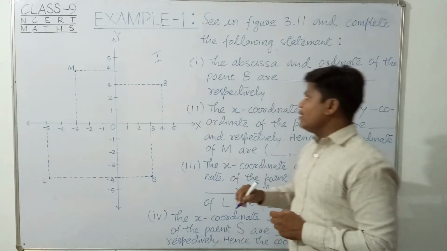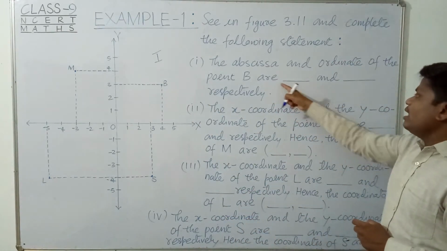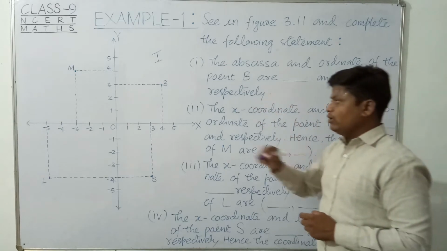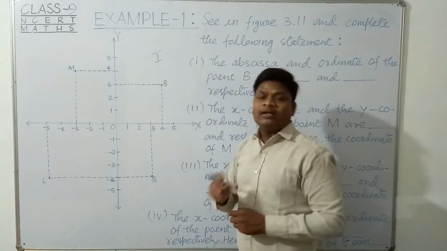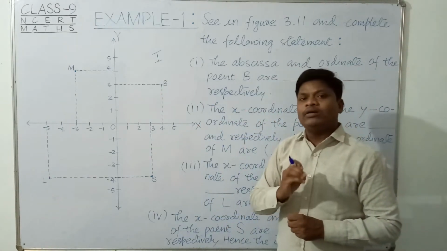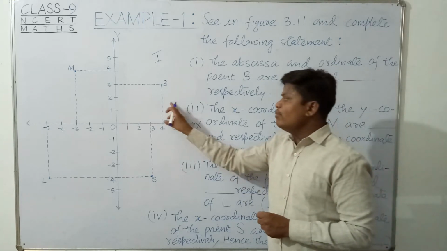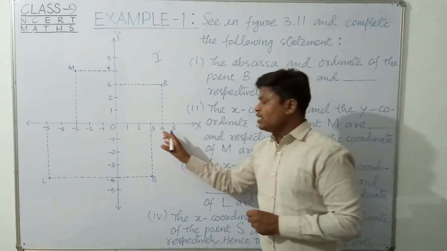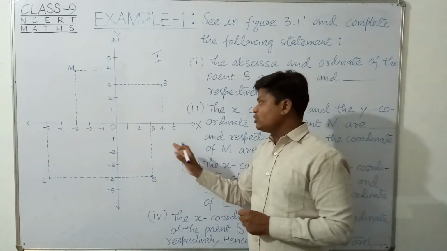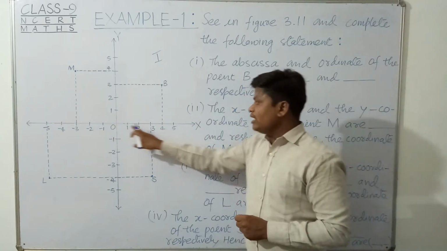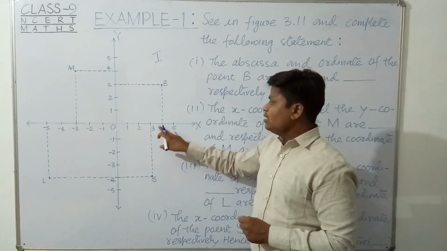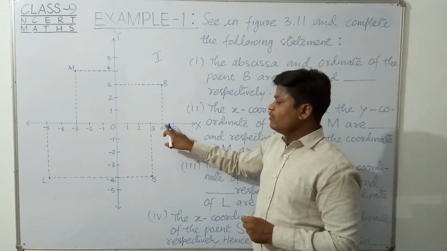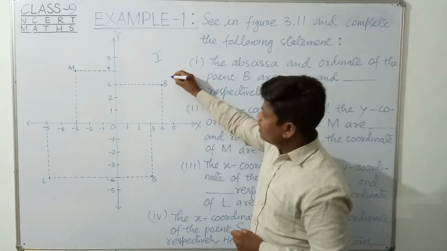So for B, what do we have to write here? The abscissa and the ordinate of B are dash and dash respectively. So for point B, that is, the x coordinate and y coordinate of B, we have to find from here and write here, right? So here we can see, what is the abscissa? Abscissa means the x coordinate. So you can see the x-axis, and here you can see the point 4, right? That is the point 4 which is the coordinate of the point B.